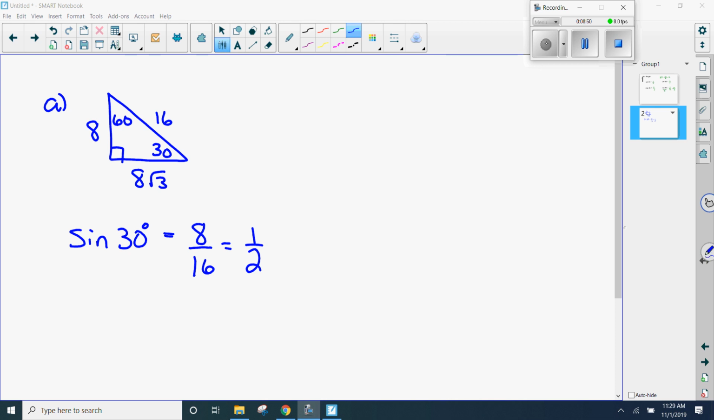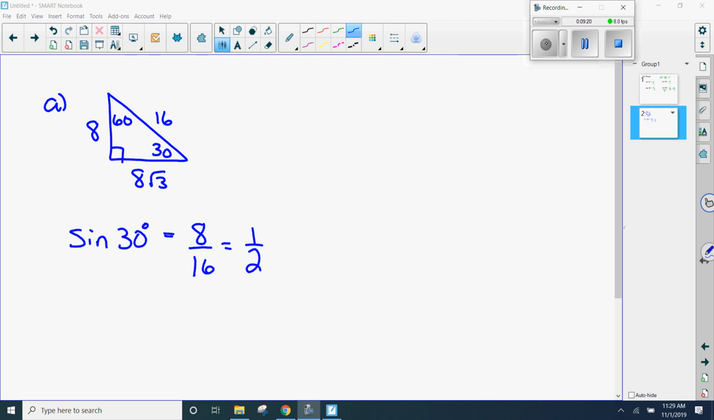So were you able to answer A and B up above on that sheet? Yeah. The sine of 30 is 1/2. What's the cosine of 30? Radical 3 over 2. The tangent of 30? 1 over radical 3. That's the same thing as radical 3 over 3. What's the sine of 60? Radical 3 over 2. The cosine of 60 is just 1/2. What about the tangent of 60? Radical 3.